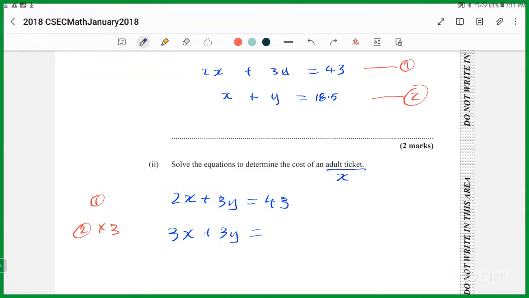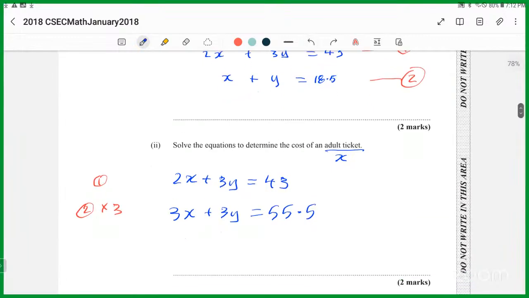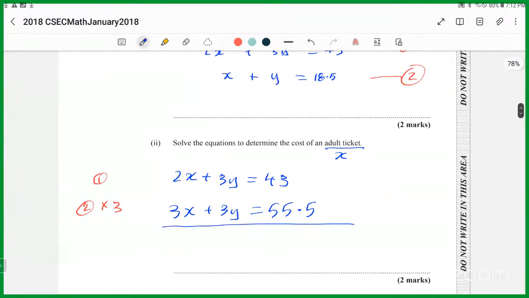What did I get when I multiply that by 3? Let's see. Multiply that by 3, 18.5. I'm doing it on my calculator here. Times 3, 55.5. Alright, those are my two equations that I have now. I can subtract them. I'm just going to subtract them.